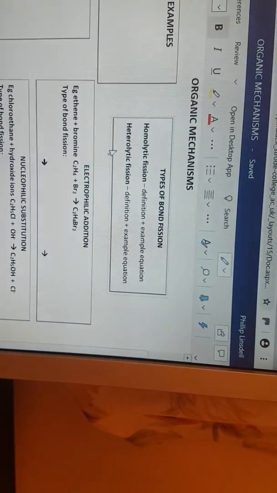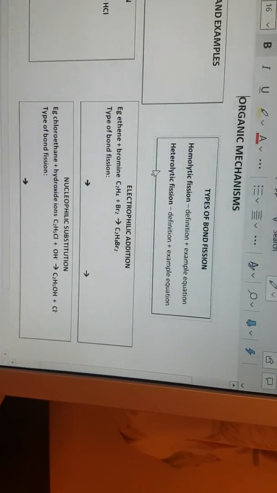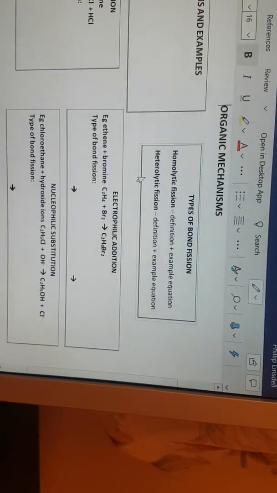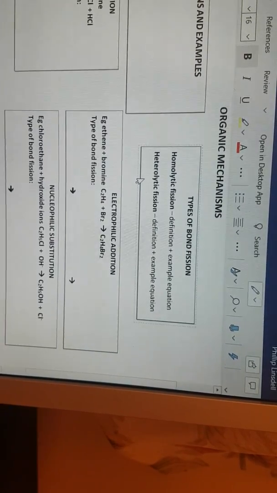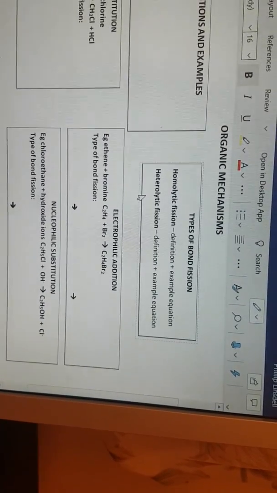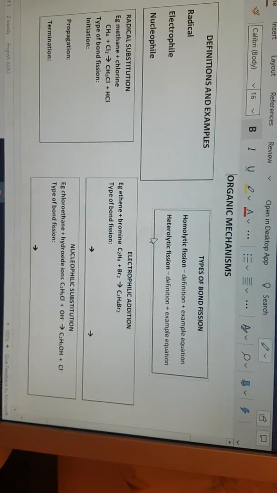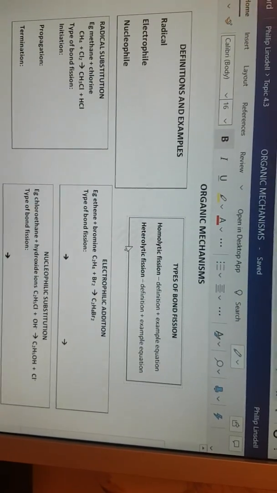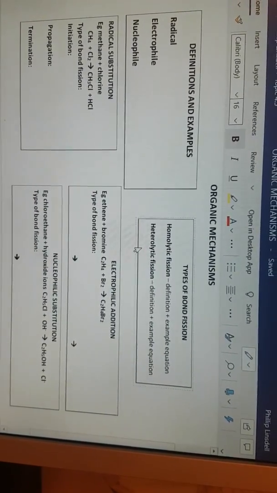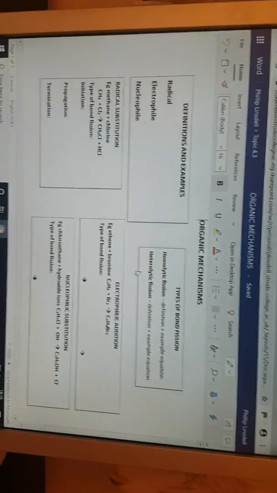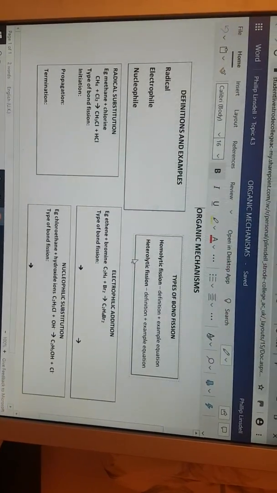The electrophilic addition one, again, state the type of bond fission and this time a three-stage diagram is required. Be really careful. As I mentioned earlier, lone pairs where necessary, dipoles where necessary, and be really precise with your curly arrows, please. Lastly, nucleophilic substitution, only a two-step diagram needed there. Yeah, but please have a go.